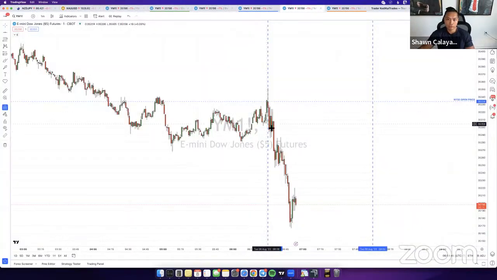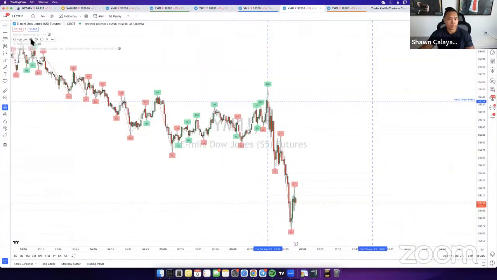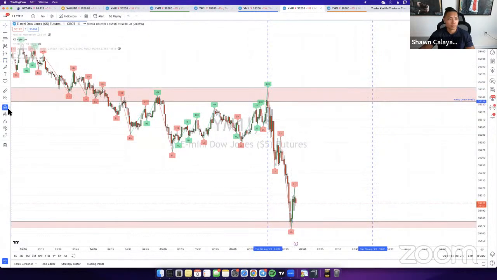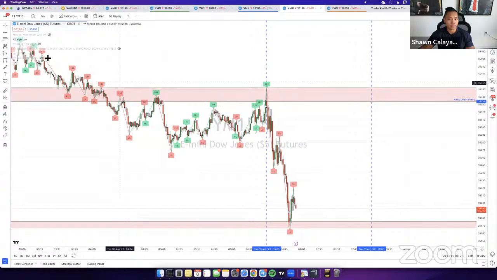Let me go over here to the clean chart. So this is our clean chart right here. I'm going to go to markup structure so that you guys can see where price is moving. It's not really moving too much. It moved a lot to the downside, and now it's kind of just ranging.